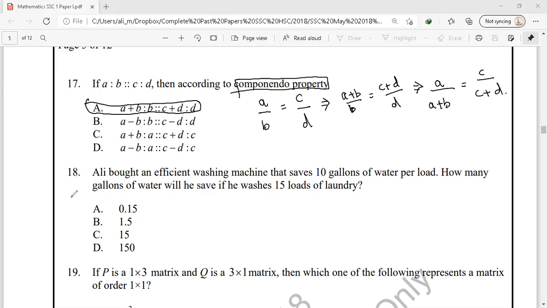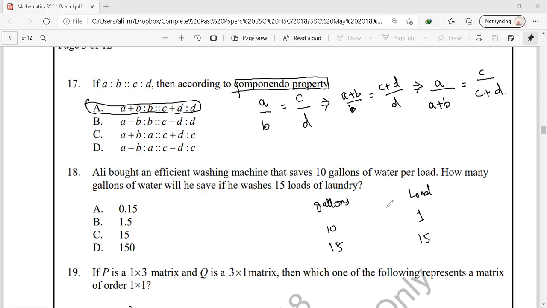Okay, let's move to question number 18. Ali bought an efficient washing machine that saves 10 gallons of water per load. So we have two quantities, that are gallons and load. How many gallons of water will he save if he washes 15 loads of laundry? So, first of all, 10 gallons of water per load, this was our saving. So how many gallons of water will be saved if he washes 15 loads of laundry?